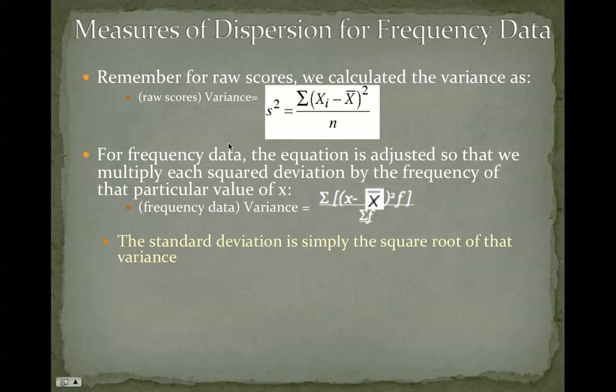So for the variance in the raw scores, this is just recapturing exactly what we have in a previous slide. It's the sigma, or sum, of x minus x bar squared divided by n. For frequency data, the equation is adjusted slightly so that we're multiplying each squared deviation by the frequency of that particular value of x. Okay, so it looks busy, it looks more complicated than it is.